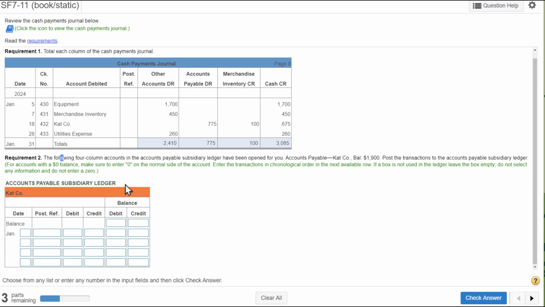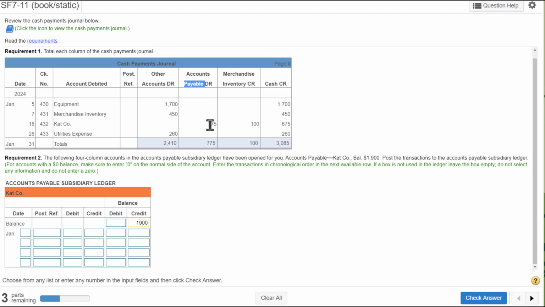Next, they've opened up the AP subledger, but we need to put in the balance first. What's in the AP subledger is all of our vendors that we owe money to, and apparently we only have one vendor that we owe money to, Cat Company, and we need to put in the balance of 1900. So does the 1900 go on the debit or credit? It goes on the plus side. So which is the plus side for AP? It is the credit.